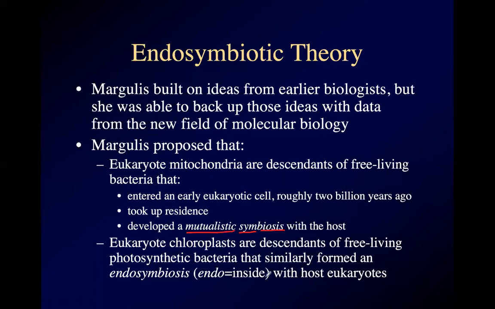They're the descendants of free-living photosynthetic bacteria that entered early host eukaryotes and took up residence there and became mutually dependent on their hosts. Plants can't live very long without chloroplasts. Chloroplasts can't survive outside of plant cells. We have another mutualistic symbiosis. You'll also see this called endosymbiosis. Endo just means internal, inside.